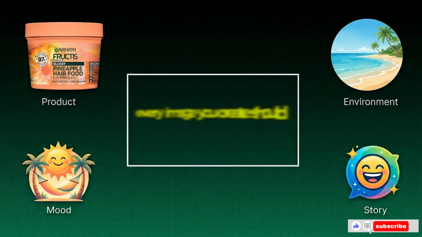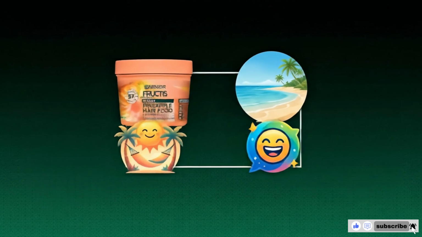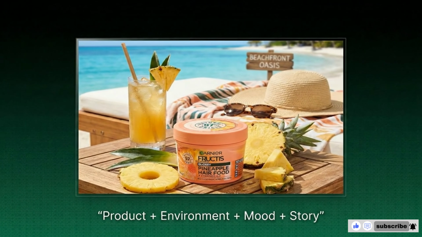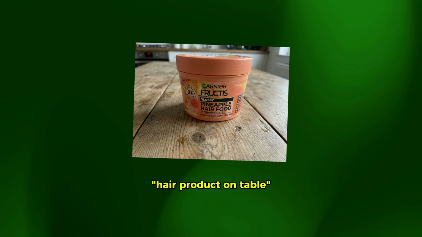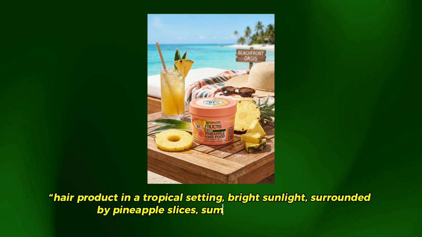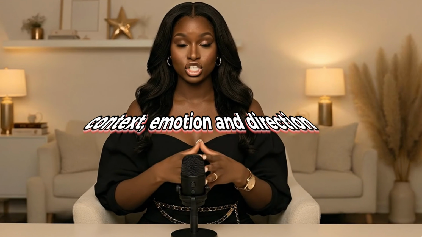Every strong image you create should follow this structure. Product plus environment plus mood plus story. Let me break that down in a simple way. Instead of saying hair product on table, you say hair product in a tropical setting, bright sunlight, surrounded by pineapple slices, summer lifestyle mood. Now you're giving the AI context, emotion, and direction. That's what creates high-end visuals.